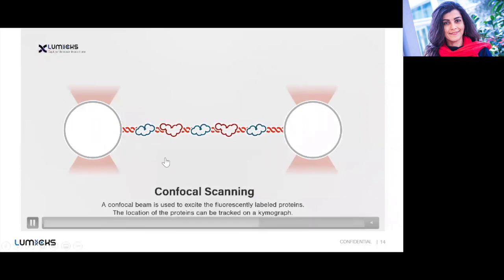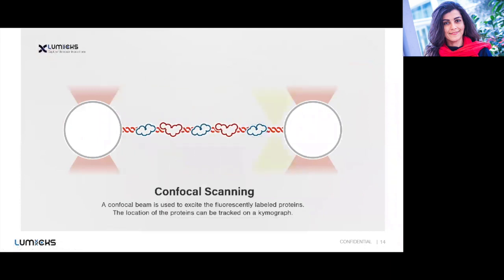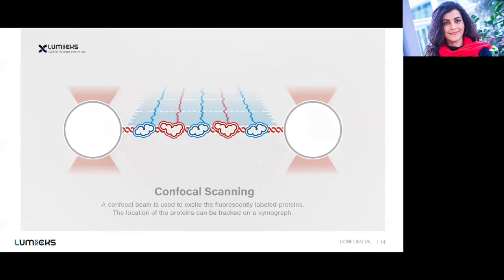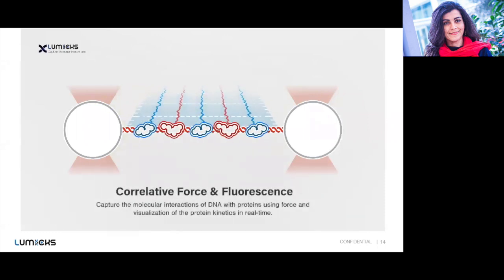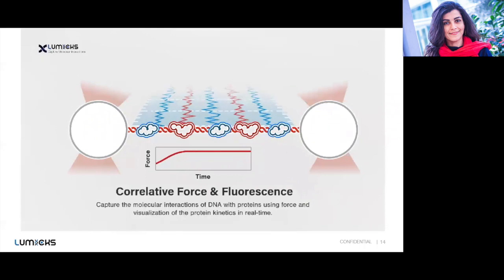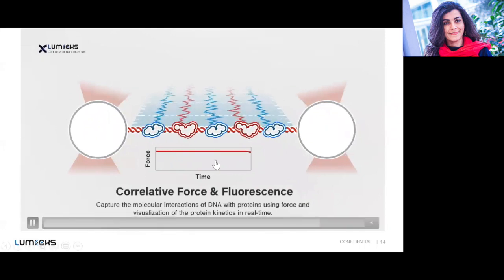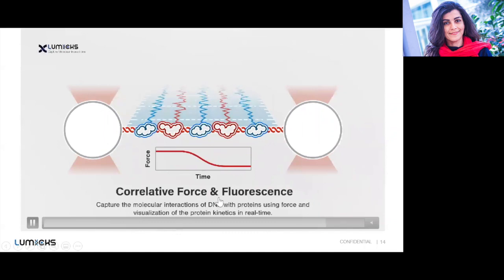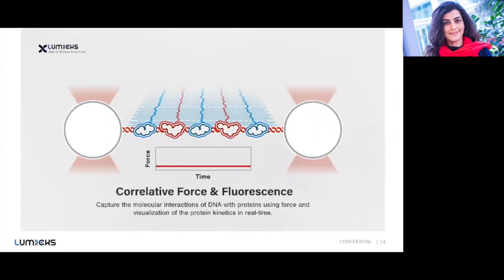And now we can do the confocal scanning, for example, to get a 2D image of the sample, or a kymograph, for example, to look at the kinetics. And at the same time that we're doing the confocal imaging, we can apply force to our DNA, for example, to see the effect of force. So this is a very nice way of combining force measurements and fluorescence measurements so that, at the same time that you apply tension, you can visualize your biological process.